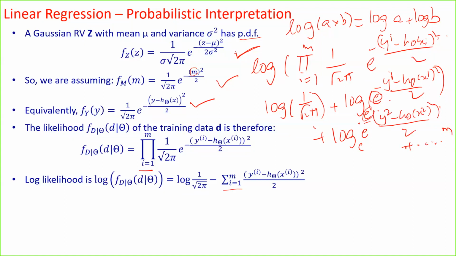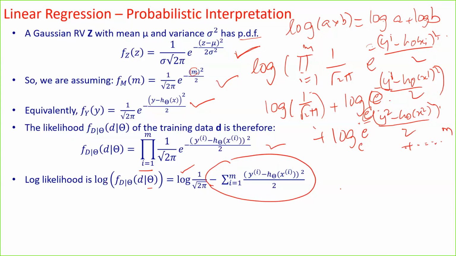So can I write it this way? Log 1 by square root 2 pi minus sum over i equal to 1 to m of yi minus h theta of xi whole square by 2. I can write it this way, right? Yes, sir. And this is a constant term, so maximizing this is equivalent to maximizing just this. As it is a constant, I'm ignoring it. So I just want to find the theta that maximizes this.